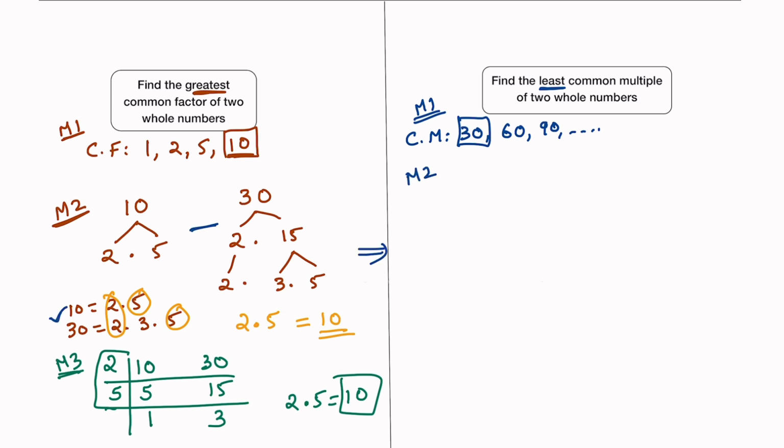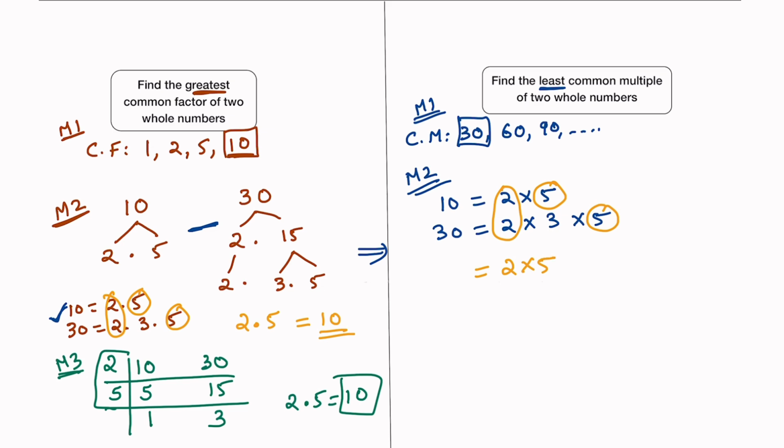So method 2 here now. We are going to use this, right? So I'll just copy this part here. 10 equals 2 times 5 and 30 equals 2 times 3 times 5. So I need to first find the common factor. So that's common. This 5 and this 5 is common. So I will say 2 times 5 and then I take the uncommon factors from both. Now from 10 we don't have any, but if there was any other factor, we would take that down. So the uncommon is only 3, so we multiply that 2.